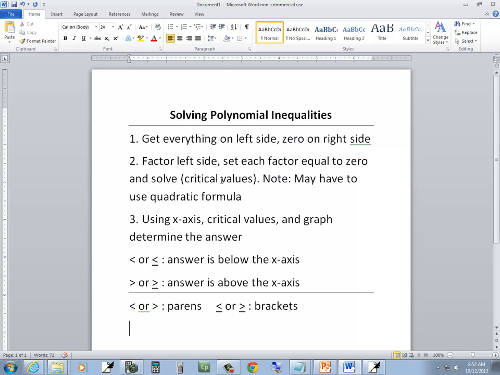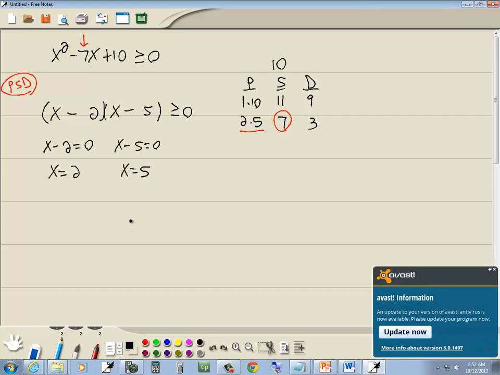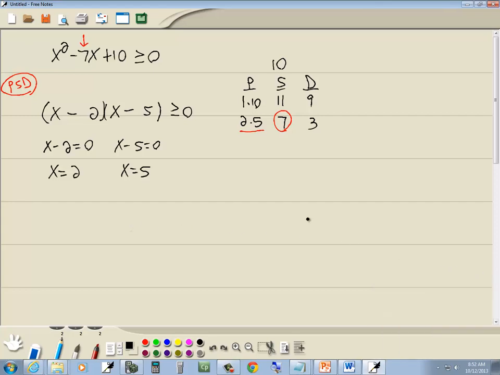Then we want to set each factor equal to 0 and solve. These are our critical values. So I'll set x minus 2 equal to 0, and I'll set x minus 5 equal to 0. Which gives us x equals 2 and x equals 5. And those are our critical values.